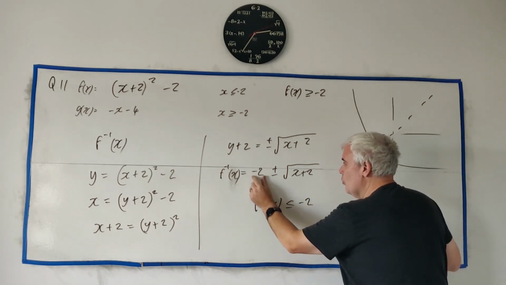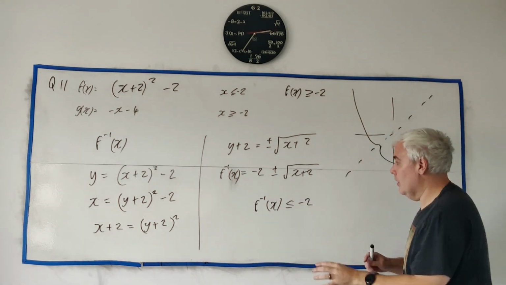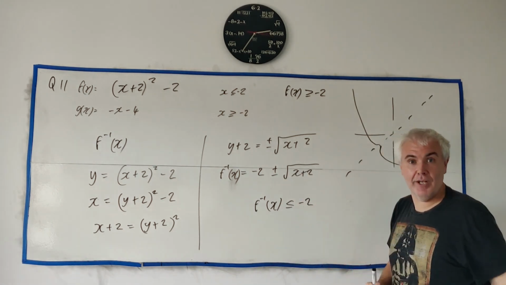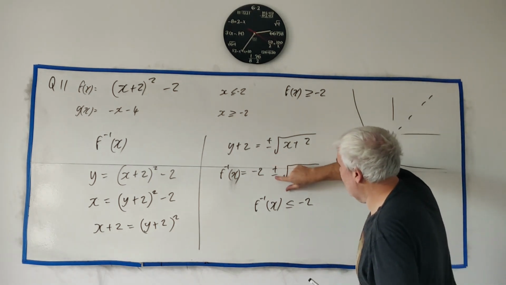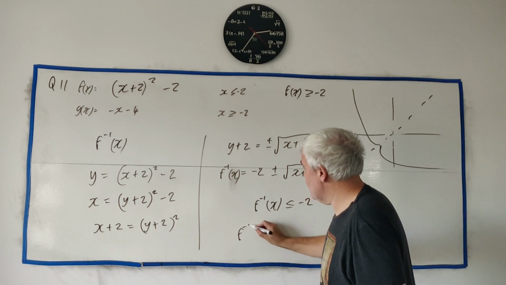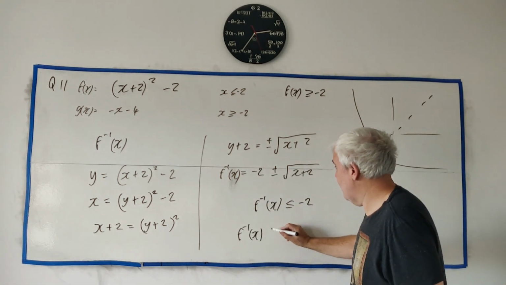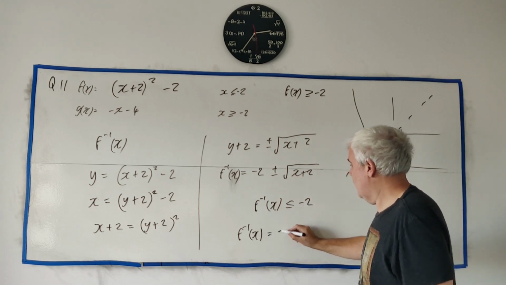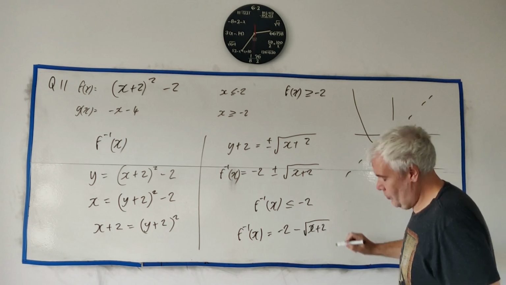So minus 2 plus something bigger wouldn't work. It wouldn't give us something less than minus 2. So this has to be a minus. The answer they want to see, it's okay to write this, but your final answer has to lose that plus. They need to see minus 2 minus the square root of x plus 2.